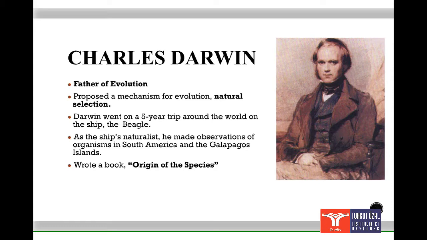Darwin went on a 5-year trip around the world on the ship the Beagle. As the ship's naturalist, he made observations of organisms in South America and the Galapagos Islands. He wrote a book known as Origin of the Species.